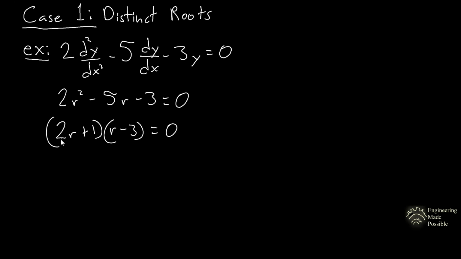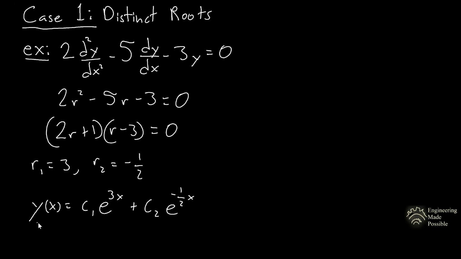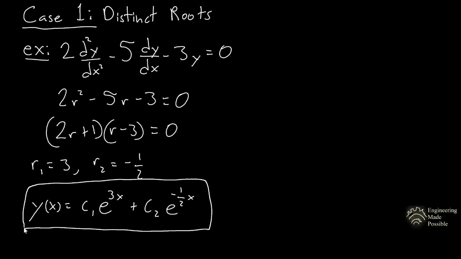So you just factor the equation (2r + 1)(r - 3) and solve for the r's. So r1 is equal to 3 and r2 is equal to negative 1/2. Now from here, we're able to get the general solution of the differential equation easily. So you have y(x) is equal to arbitrary constant c1 times e to the 3x plus your c2 e to the power of negative 1/2 x.